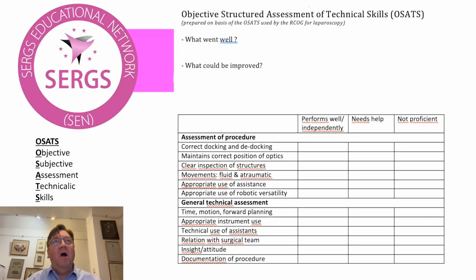We then have the OSAT, or Objective Structured Assessment of Technical Skills. It's not the objective, subjective, sorry, that's a slide that I will have to change, but we'll have to put up with it for now. It's the Objective Structured Assessment of Technical Skills, OSATs, which is basically looking into whether someone performs a task well and independently, whether they need help or whether they're absolutely not proficient. In fact, I probably should use the word competent there, because we go from not competent to competent needing help to proficient, as you'll see in my next module.